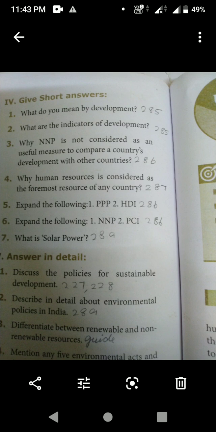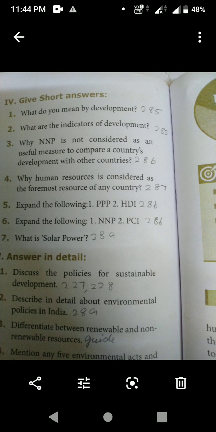Page number 288. Under the heading Policies for Sustainable Development: uses of non-conventional sources of energy. India depends on thermal and hydropower plants to meet its power needs. Both these sources have an adverse environmental impact. Thermal power plants emit large quantities of carbon dioxide which pollute the environment. That's all.